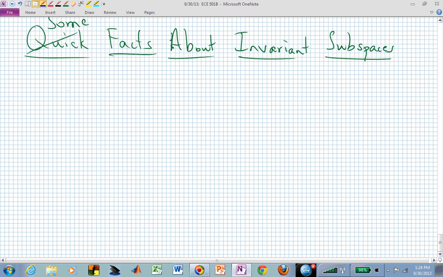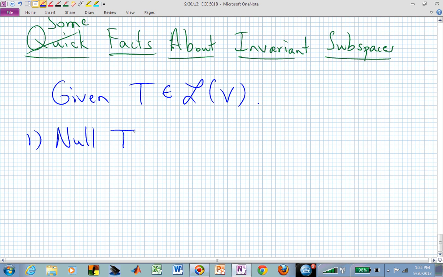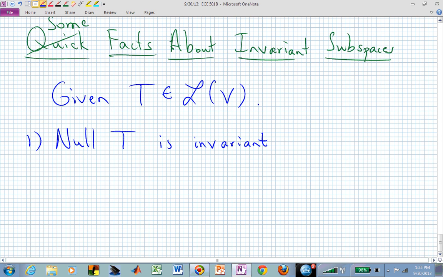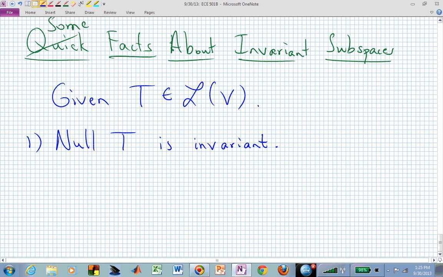Let's start with a linear operator T over a general vector space V. One is that the null space of that operator is a subspace, and it's actually an invariant subspace. If you start in the null space of T, you're going to get back to the null space of T when you operate on it with this linear map T.